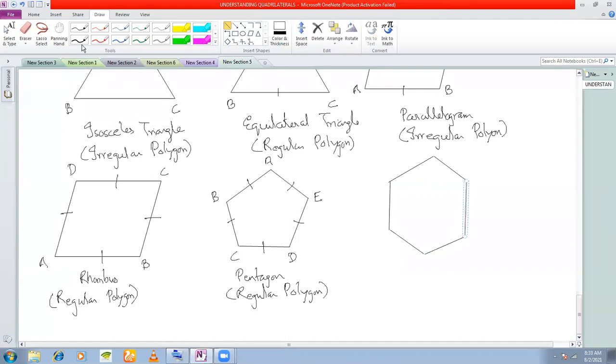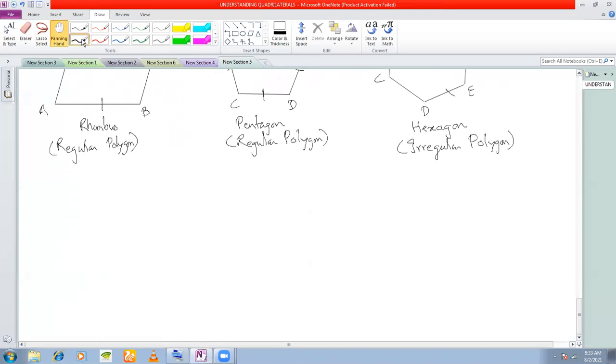This is a hexagon. But suppose I give you in this hexagon these 3 sides to be equal only. Is it a regular or irregular polygon? Irregular, because only 3 sides I have given to be equal. Okay. So now let us come to the names of the figures.